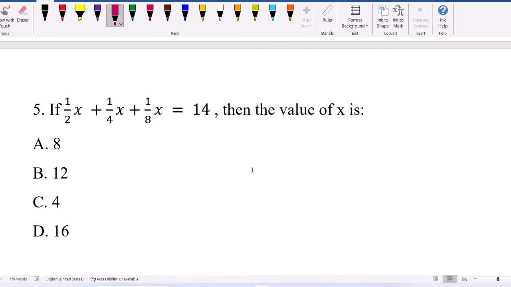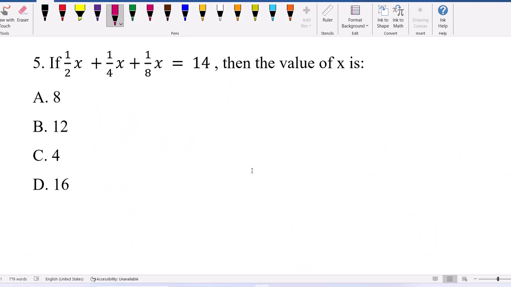Combination, excellent question. Then equation solving, this is a very basic question. X is common. 1 by 2 plus 1 by 4 is 3 upon 4. 3 upon 4 can be 6 by 8. 6 by 8 plus 1 by 8 means 7 by 8. So we got x value 16.